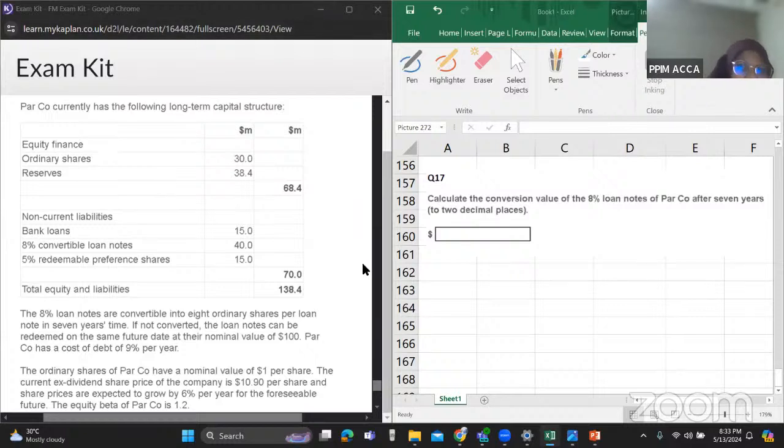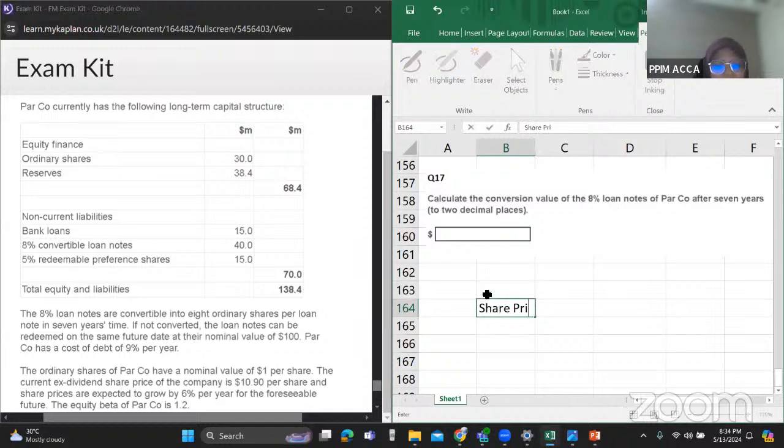$131.12. Good. Okay. So this is actually easy, right? We know that after 7 years, for each of our loan notes, we can convert it to 8 ordinary shares. So 8 ordinary shares means simply we have to find out in 7 years time how much will be the market value of one share. So first thing is we have to find out the share price in 7 years time.